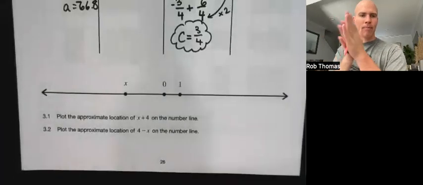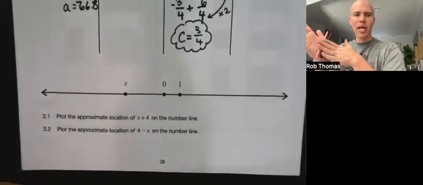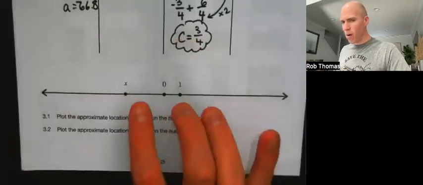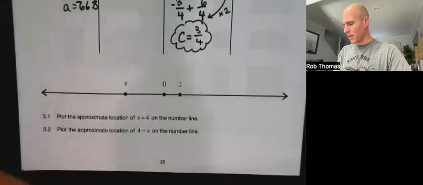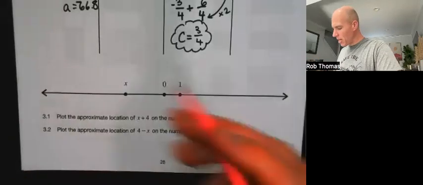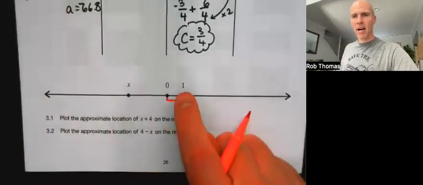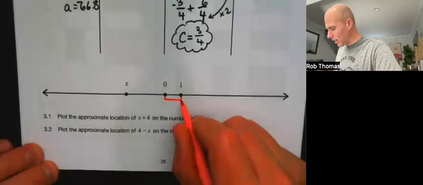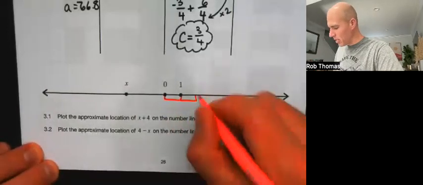All right, let's see here. 3.1 says plot the approximate location of x plus 4 on the number line. Okay. Well, we kind of have to figure out what our distances are here. Where is x? What's going on? So this space right here tells us how far each one whole number unit should be. So like from here to, now I'm eyeballing it, but that looks like about the same distance to me.